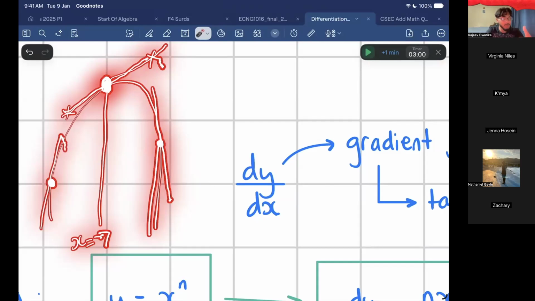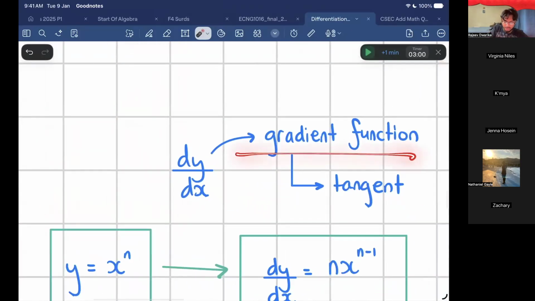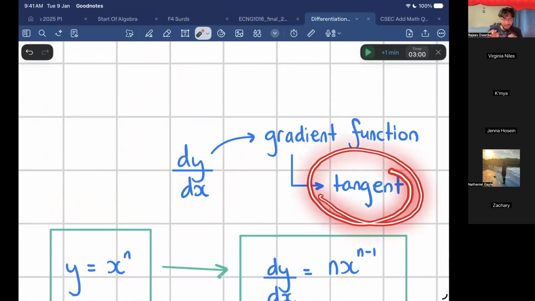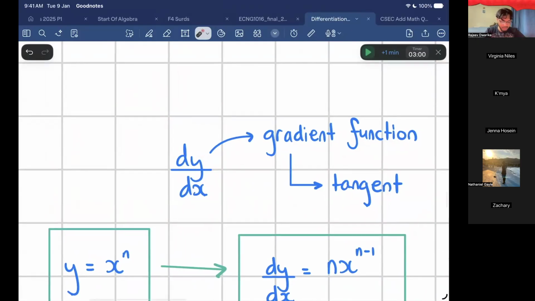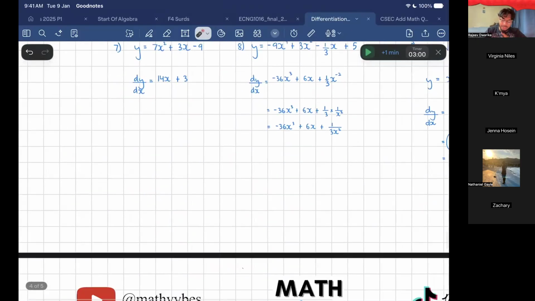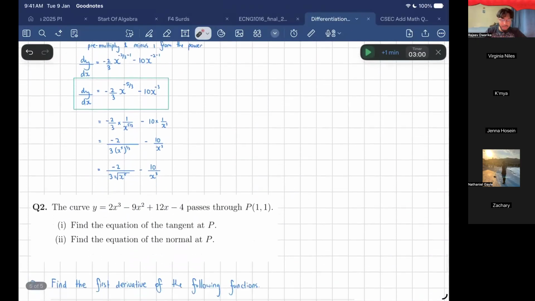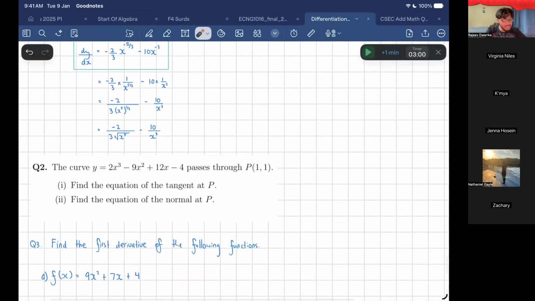Hence, we can't just use y2 minus y1 over x2 minus x1. We actually need to come up with a gradient function. And it just so happens, when you find the first derivative or you differentiate, you end up finding that gradient function. So, Jenna, depending on what value for x you put in, you're going to get a different gradient. And that gradient you get is going to be the gradient of the tangent at that value for x. So when you differentiate, you're really finding the gradient function of the tangent.